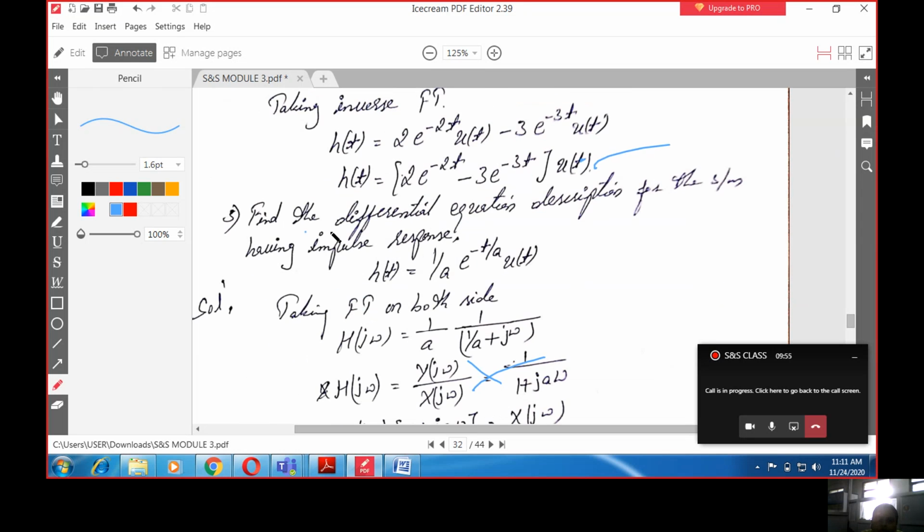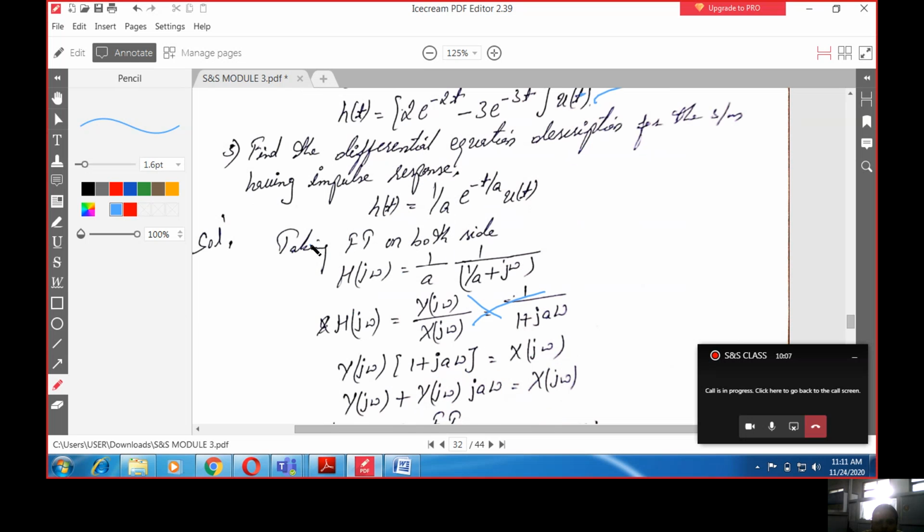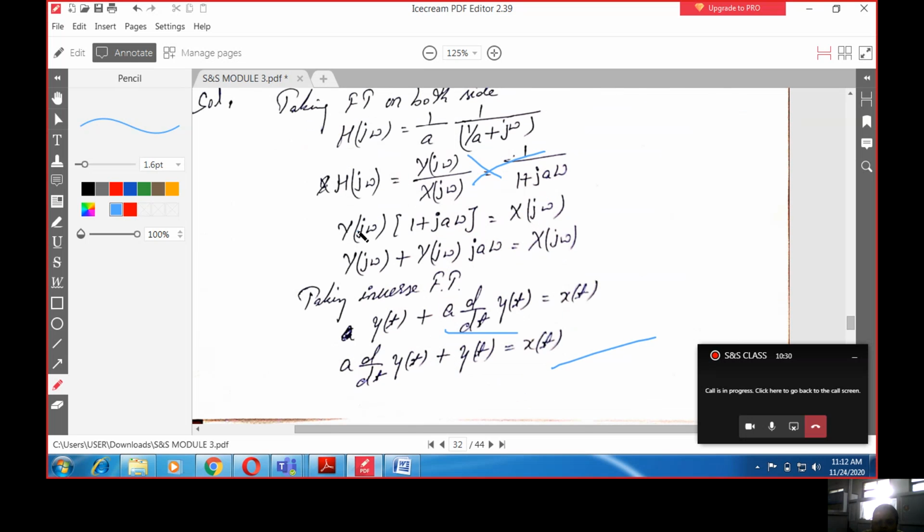Then in the same way, find the differential equation description for the system having the impulse response h(t) = (1/a) e^(-t/a) u(t). Taking the Fourier transform on both sides, you will get H(j omega) = (1/a) / (1/a + j omega). Solving this, you will get 1/(1 + j a omega), and H(j omega) is nothing but Y(j omega)/X(j omega). Then cross multiply, and you will get Y(j omega)(1 + j a omega) = X(j omega).